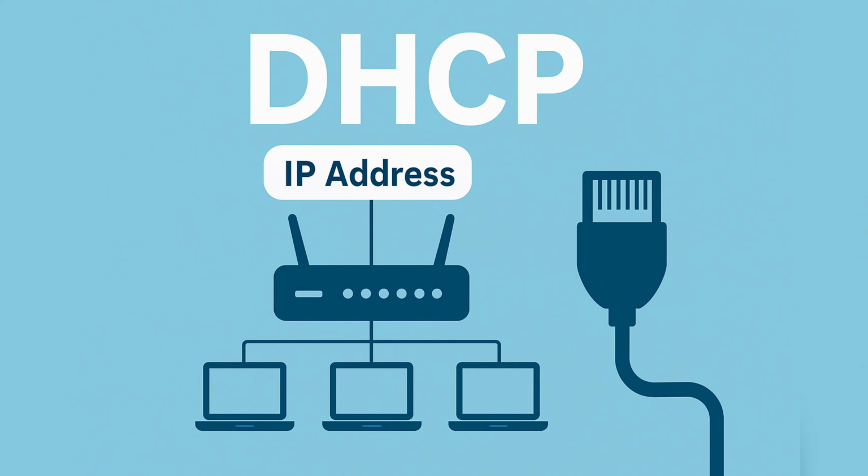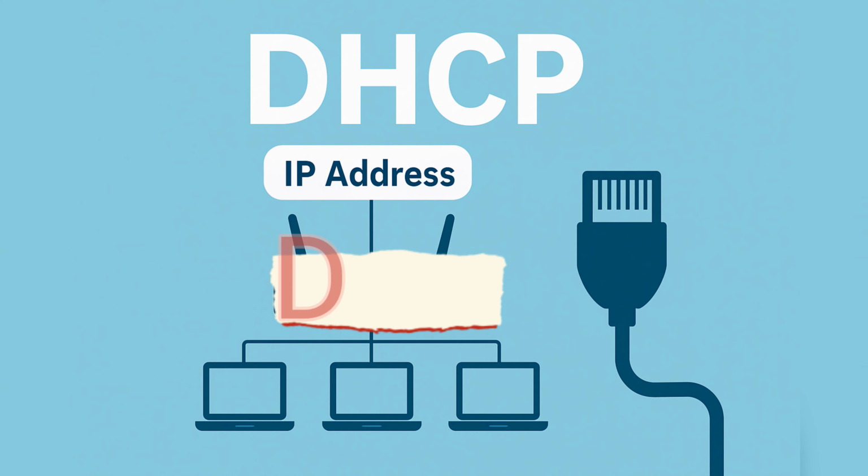DHCP automates all of this. When a new laptop joins the network, the user doesn't have to do anything. The moment they connect, DHCP instantly gives them an identity on the network. It decides which IP they should receive, how long they should keep it, and what gateway and DNS server they should use. This is why DHCP is essential in homes, offices, schools, data centers, cloud networks, and even IoT environments.